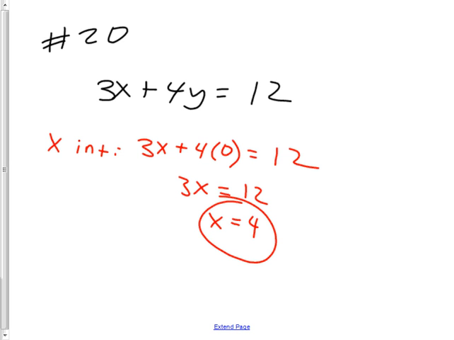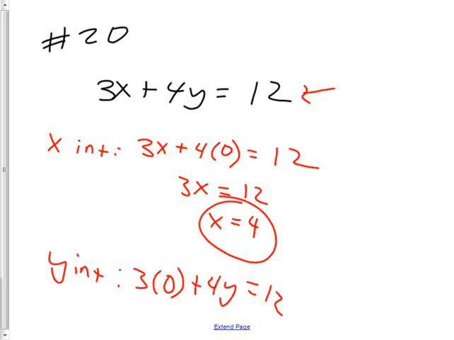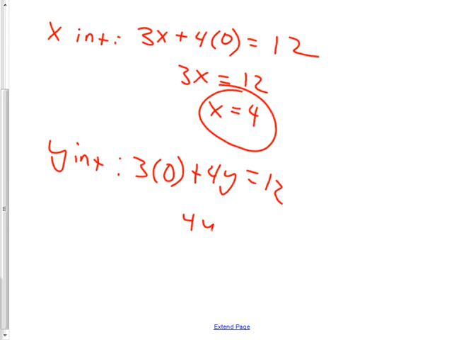The y-intercept is where x is 0, so I'd say 3 times 0 plus 4y equals 12. That's this original equation here with a 0 dropped in. And then I'd say 4y equals 12, y equals 3. That's the x-intercept and the y-intercept. Did they want something else? Or was that it? Cool. All right. I think you'll know how to do all 4 of those. Let's move down to number 24.